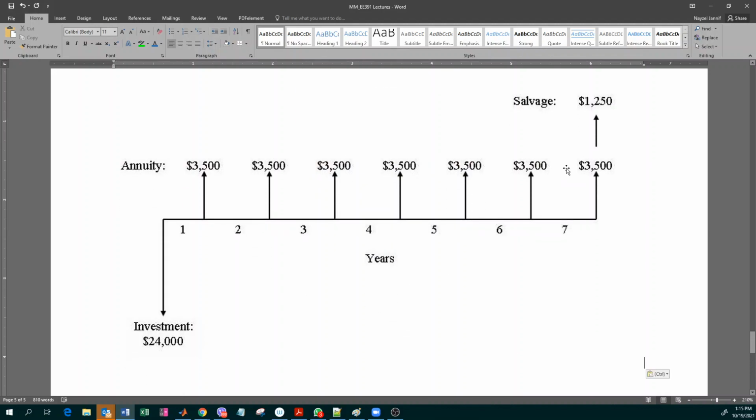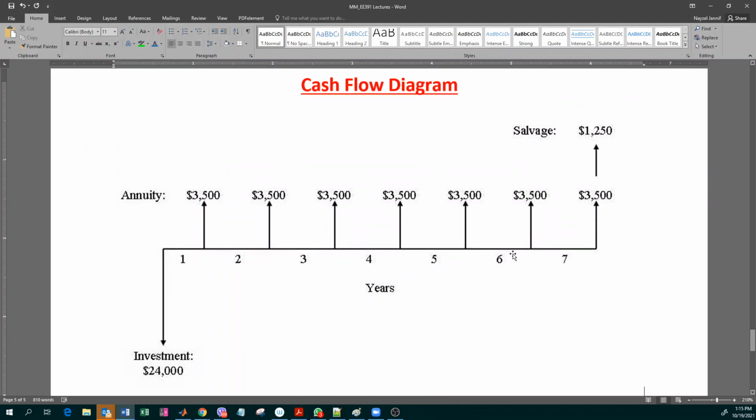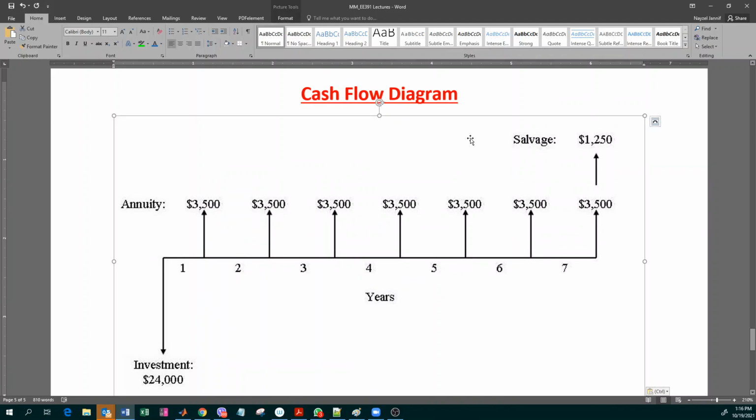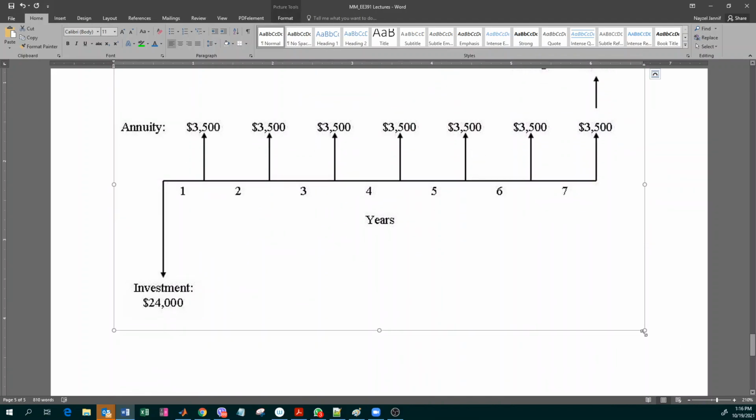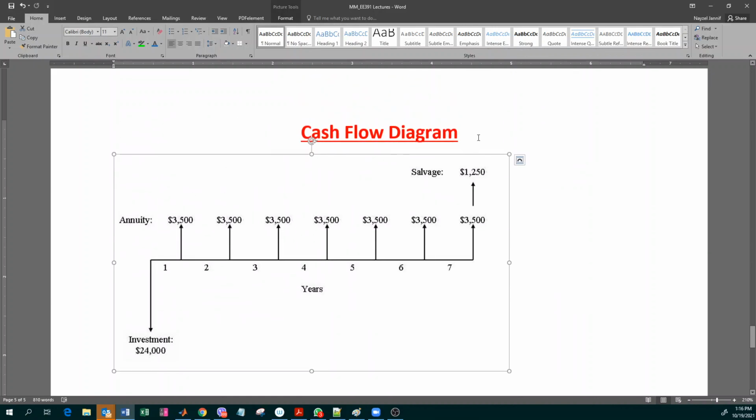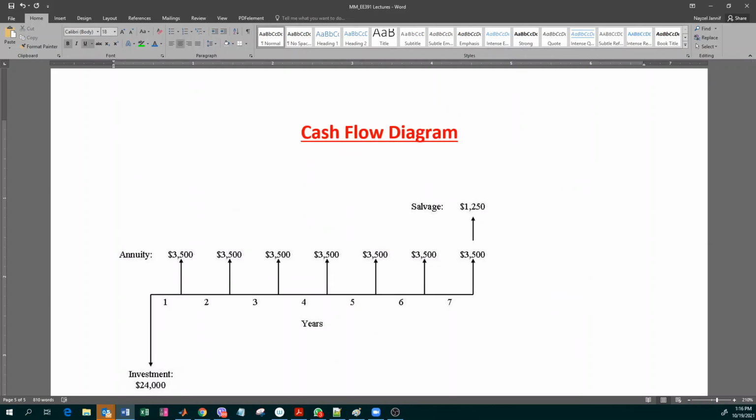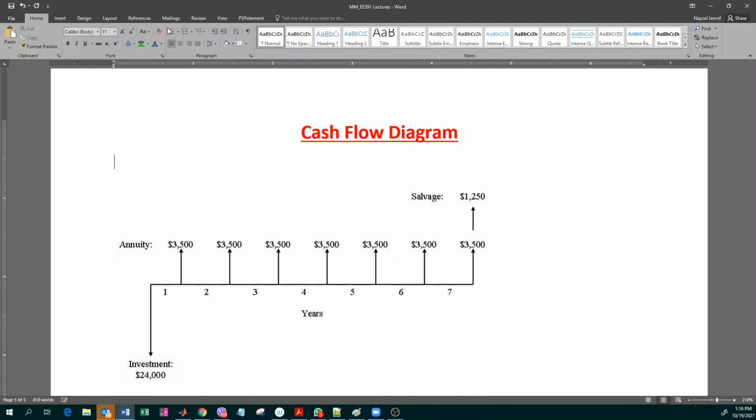I'm not telling you what it is yet. This is a simple cash flow diagram. We'll learn all these things later on, but this is a cash flow diagram. Can you guys see this diagram on the screen? Are you able to see the diagram on the screen? Yes, sir. All right.